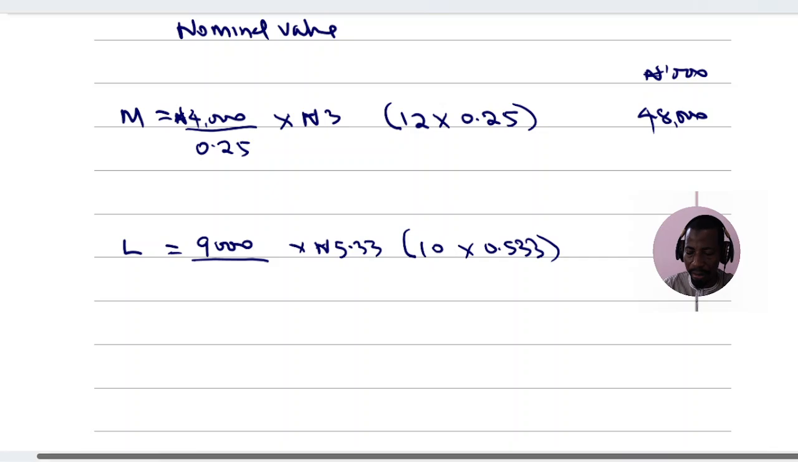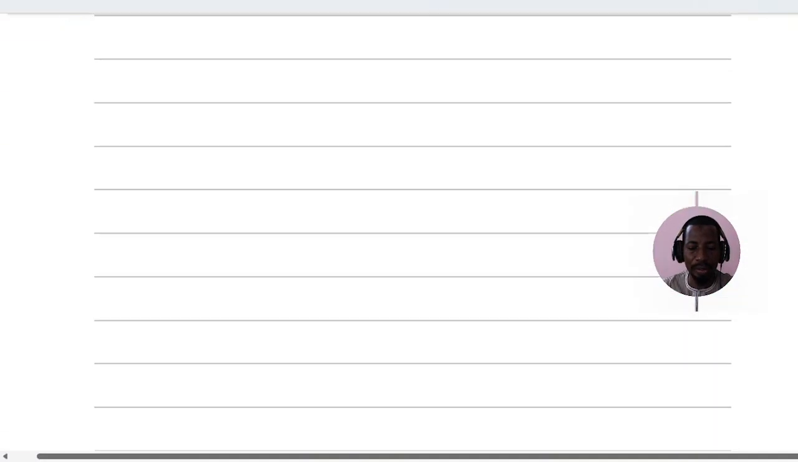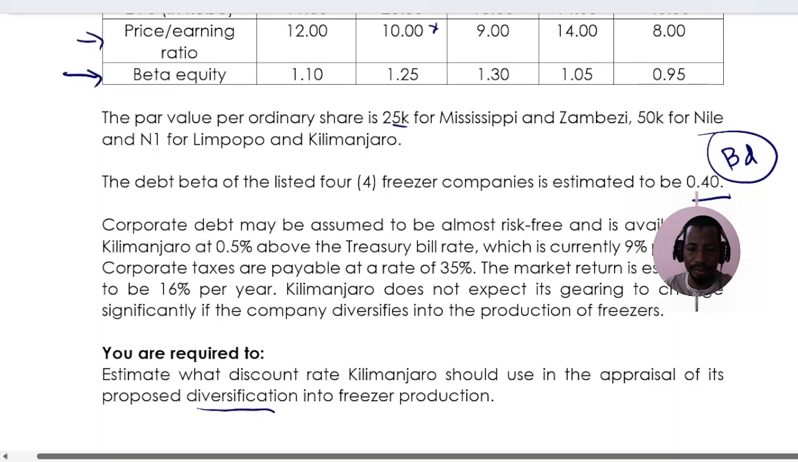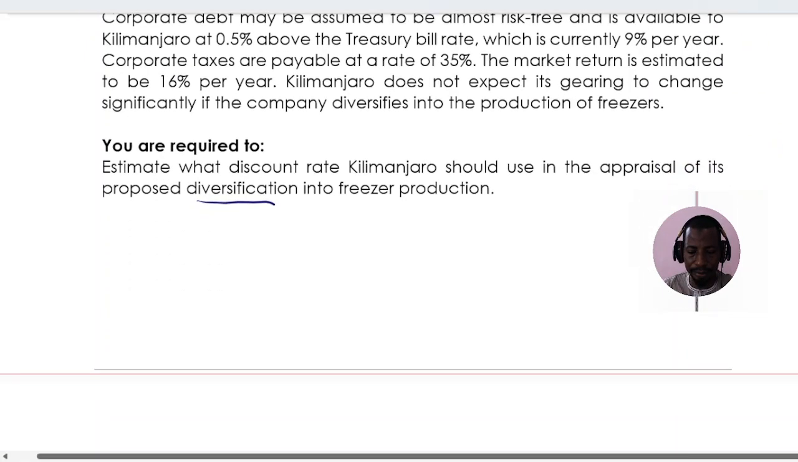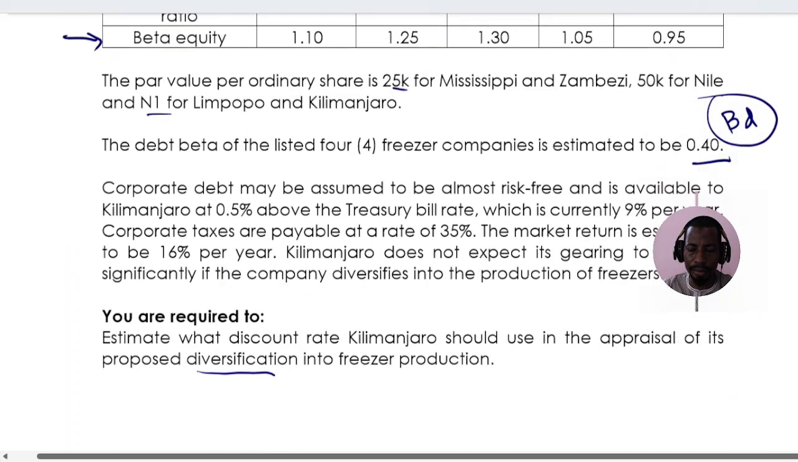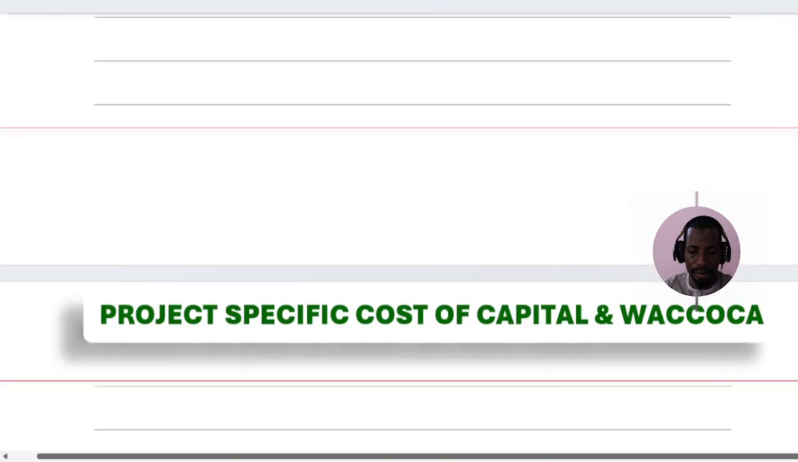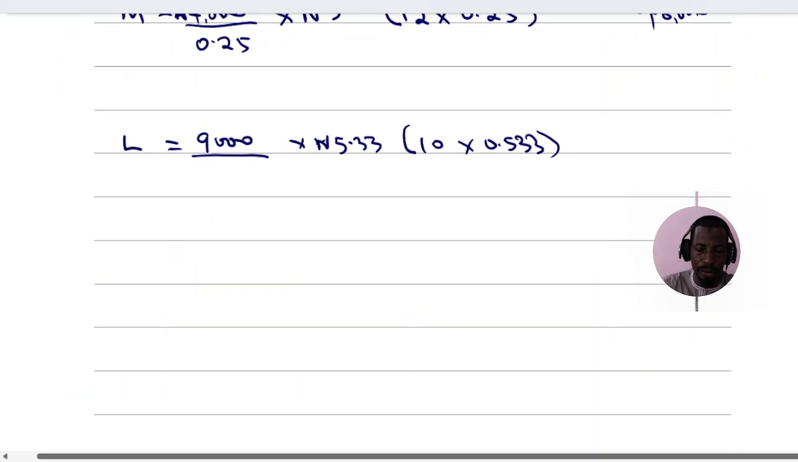Then what's the nominal price of Limpopo? The nominal price of Limpopo, I think, is 1 naira. Let's check. For 9 and 1 naira for Limpopo. So 1 naira is the nominal price. Okay. 1 naira is the nominal price. So here is 1 naira.